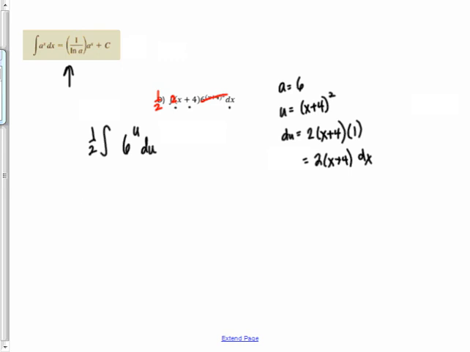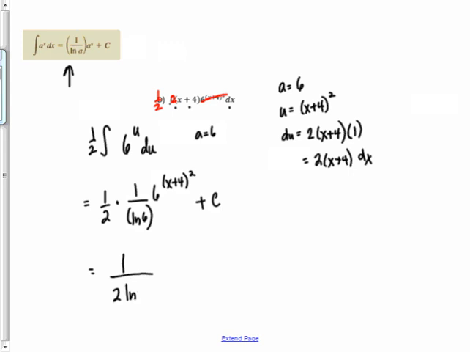Okay, so we're going to use the same integration formula, but everywhere I have an x, I'm going to put a u. So this integrates as 1/2 times 1 over the natural log of a. In this case, a is 6. So I get natural log 6 times 6 to the u, and 6 to the u would be 6 to the x plus 4 squared, plus c. So you could write 1 over 2 times natural log 6 times 6 to the x plus 4 squared plus c.